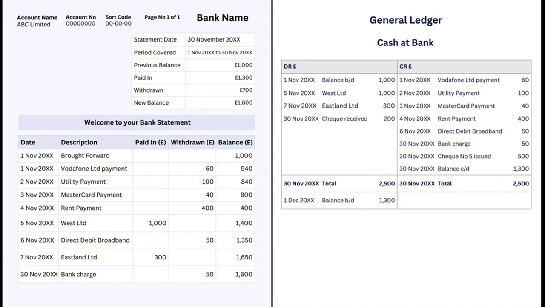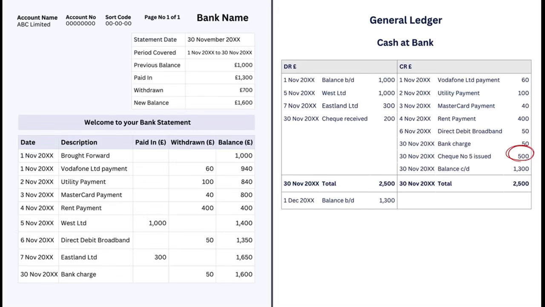Now let's look at the opposite situation, where transactions appear in our cash at bank account but do not yet appear on the bank statement. This usually happens because of timing differences. We record a transaction as soon as we issue a check to a supplier or receive cash or a check from a customer, but the bank will only record it once it is processed. So our books can sometimes be ahead of the bank.